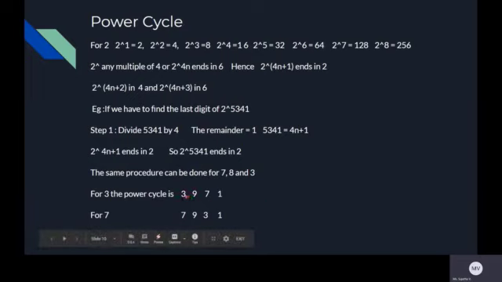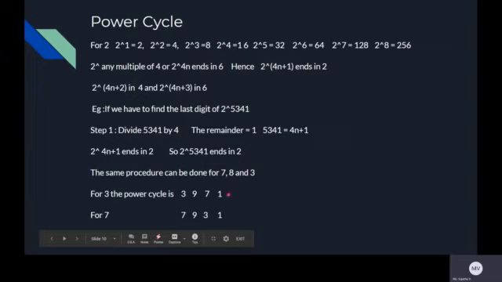So here the pattern is 3, 9, 7, 1, right? 3, 9, 7, 1, 3, 9, 7, 1, it goes on like that. So if 3 is raised to a multiple of 4, then the last digit is 1. If 3 is raised to 4n plus 1, the last digit is 3. If 3 is raised to 4n plus 2, the last digit is 9. If 3 is raised to 4n plus 3, the last digit is 7. And 3 raised to 4n, the last digit is 1.